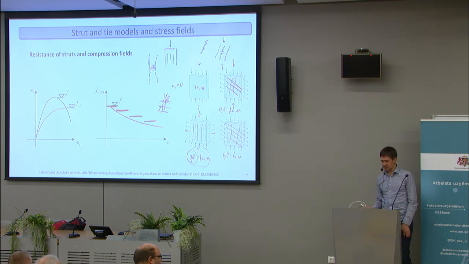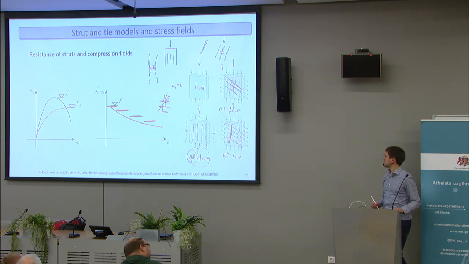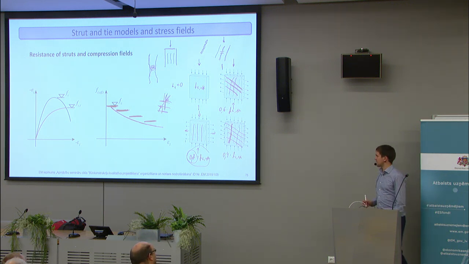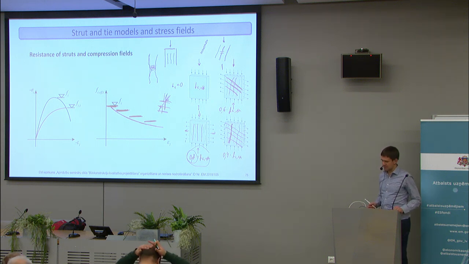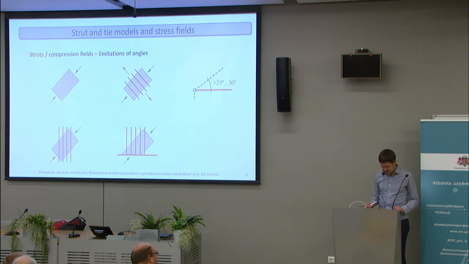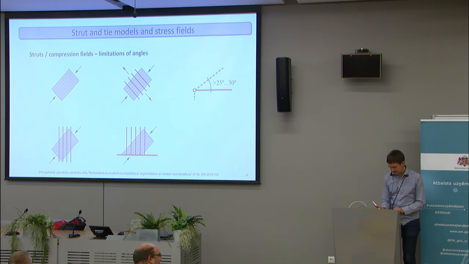And now the last case, if the failure is really governed by an opening of one crack, then the theory of plasticity is not directly applicable anymore. So this would happen in cases like punching or one-way shear, where the failure is really controlled by opening of one crack. So what it means for the strength of the struts, or for the directions of the struts.